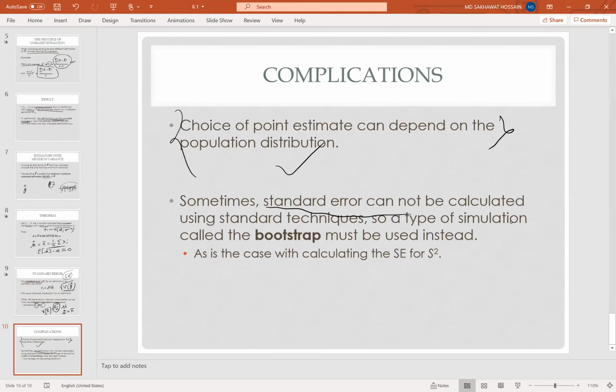Sometimes the standard error is a function of random variables that is a very weird function, and you will not be able to calculate it. In that case we use simulation, which is called bootstrap. We are not going to cover these topics in this course. Okay, so this is all about chapter 6. Do you have any question?